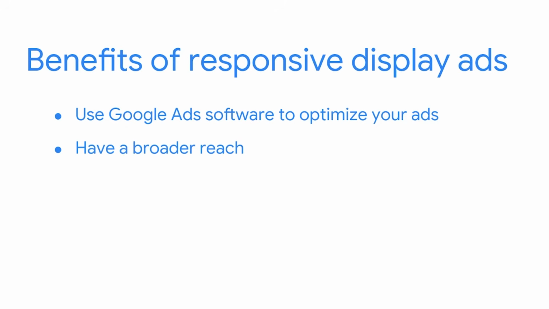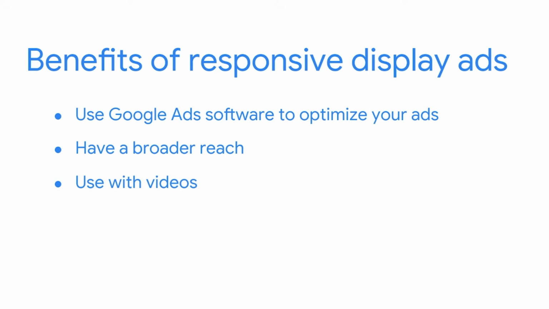Another benefit is that your ads have a broader reach. This means that your ads reach more customers. Some websites only support certain types of ad sizes. So if you're uploading ads manually and you don't upload the specific ad size, your ad won't display on that website. When you use responsive display ads, Google will adjust the ad size, appearance, and format to fit just about any ad space available. A third benefit of responsive display ads is that you can use them with videos.